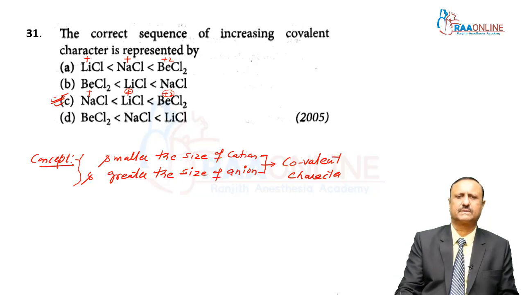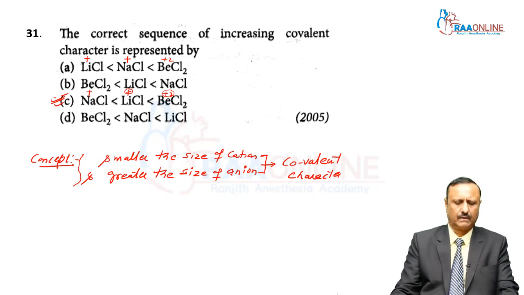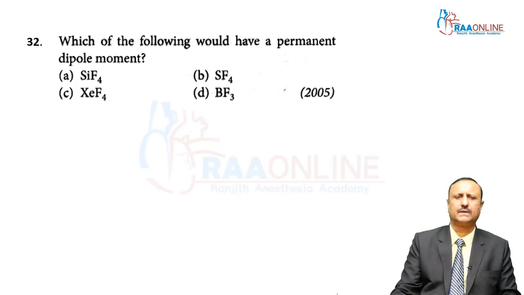You must learn this concept, and according to this concept, you can solve the questions which are asked in your exams. Now, my dear students, we can see question number 32. Which of the following would have a permanent dipole moment? My dear students, here you can see question number 32, the answer is B.